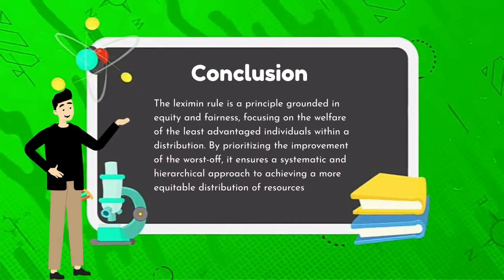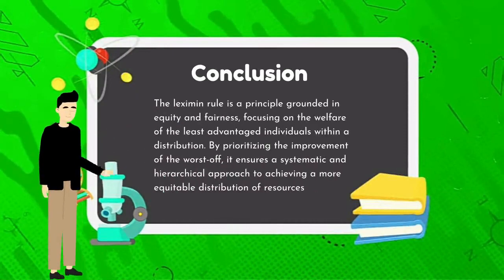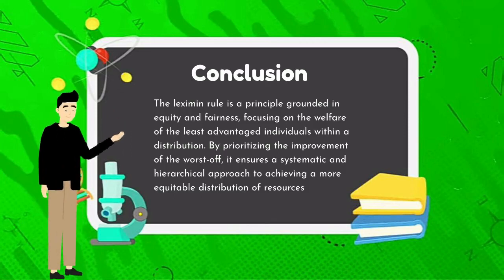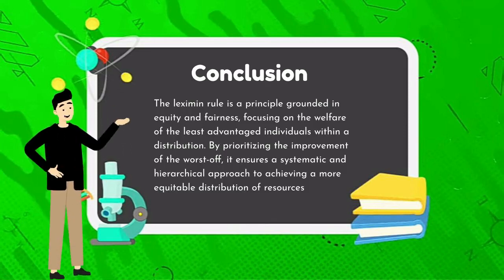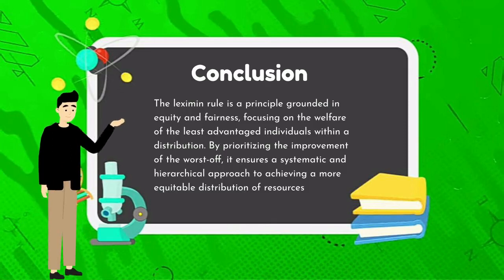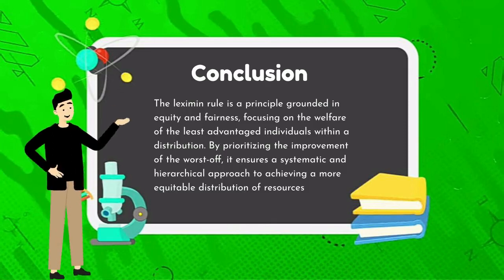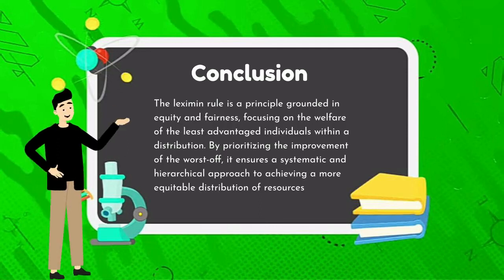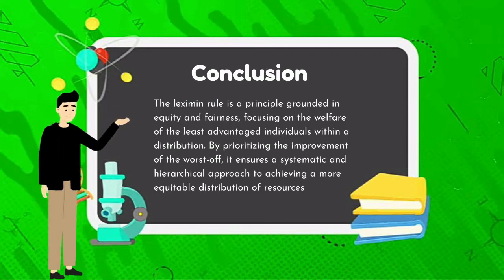So lastly, we go to the conclusion of Leximin Rule. The Leximin Rule is a principle grounded in equity and fairness, focusing on the welfare of the least advantaged individuals within a distribution. By prioritizing the improvement of the worst-off, it ensures a systematic and hierarchical approach to achieving a more equitable distribution of resources.